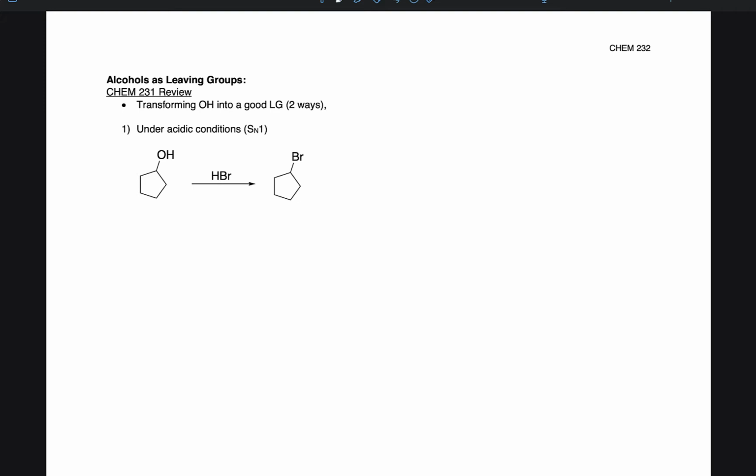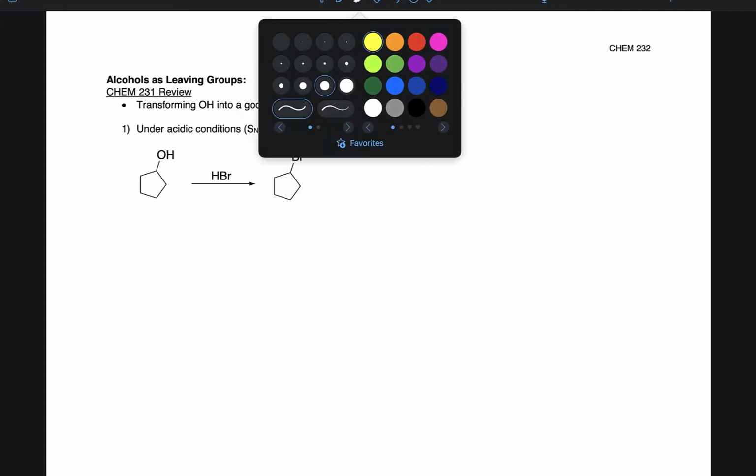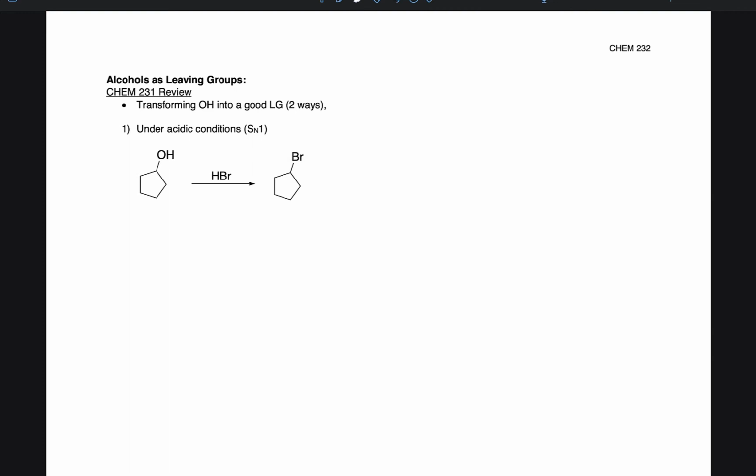Anyway, so this last portion of chapter 11 is about alcohols as leaving groups. What we're going to see here is some ways we can do some transformations with alcohols as leaving groups, rather than what we've seen so far with oxidizing them. And so we're going to start with a quick review.